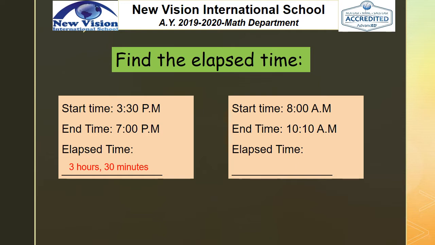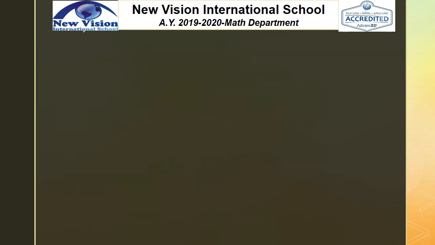Next, we have number 2. The start time is at 8 a.m. and the end time is at 10:10 a.m. What is the elapsed time? Okay, how many hours is it from 8 to 10? It's 2 hours and 10 minutes. Very good. Okay.